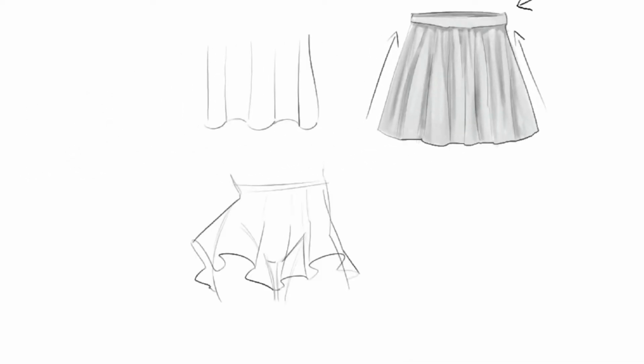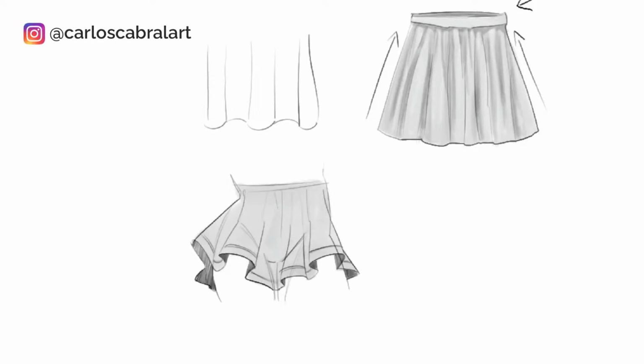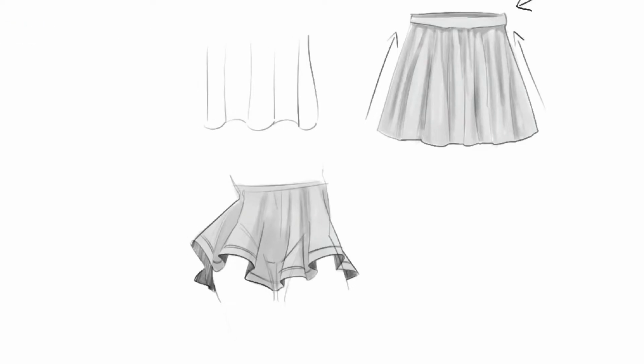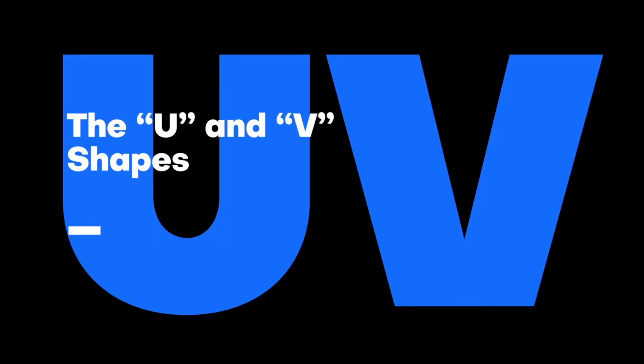When you shift the perspective from the bottom up and vary the size and format of each pipe, you get a more comic-like skirt. You can use this approach when you want to inject more life and movement into your character. The next shapes we're going to see are the U shape and the V shape.